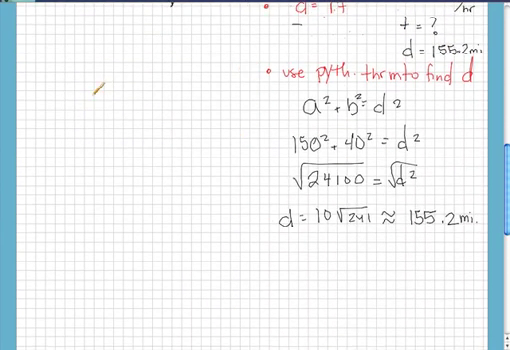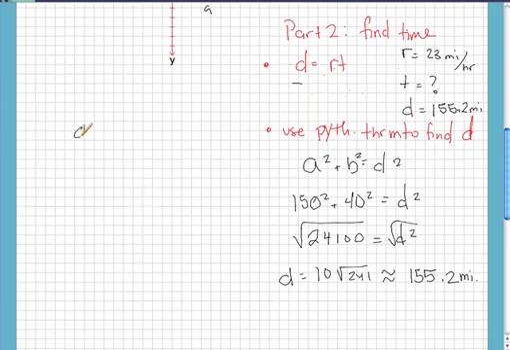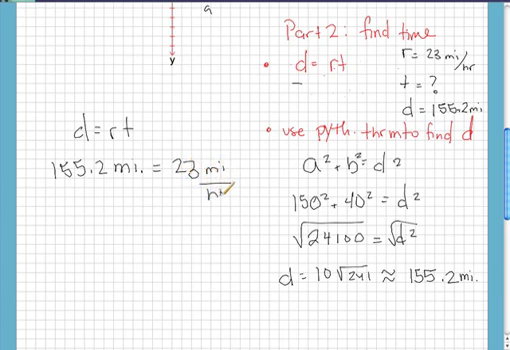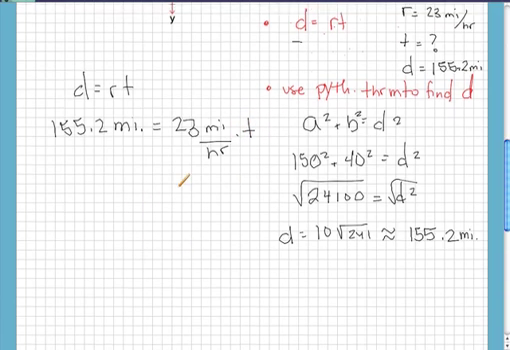Well, I'm going to go ahead and do that over here. Let's rewrite the formula. D equals RT. D is 155.2 miles. You're going to notice that I'm writing down all my units here because I want to make sure I have the correct units at the end. That's going to help me double check my answer. The rate is 23 miles per hour. We're going to write that like a fraction. And T we don't know, so we'll just go ahead and keep it there. This little dot is for multiply.